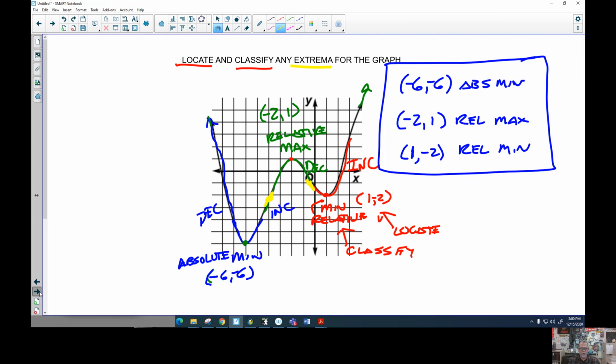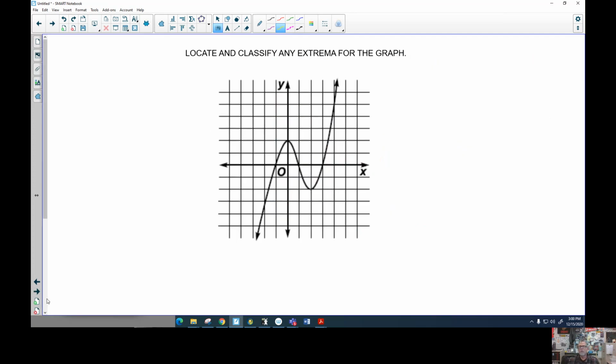So again, just something to connect it to what we did. Let's do this one. Again, I look at this. As I go from left to right, I'm increasing, then decreasing. So I see right here there is a point of inflection. What is that point? That's (0, 2). What kind of point is that? That is a maximum. Is it an absolute or relative? It is a relative maximum.